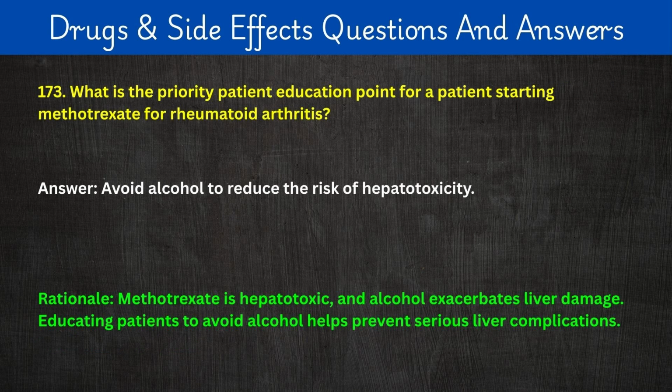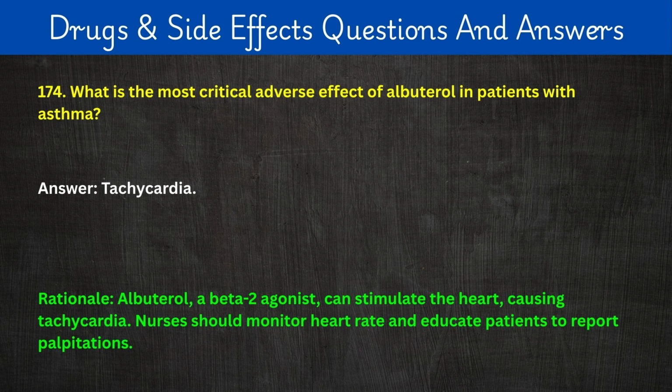173. What is the priority patient education point for a patient starting methotrexate for rheumatoid arthritis? Answer: avoid alcohol to reduce the risk of hepatotoxicity. Rationale: methotrexate is hepatotoxic and alcohol exacerbates liver damage. Educating patients to avoid alcohol helps prevent serious liver complications.